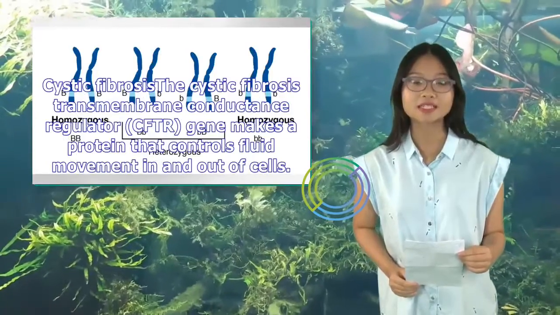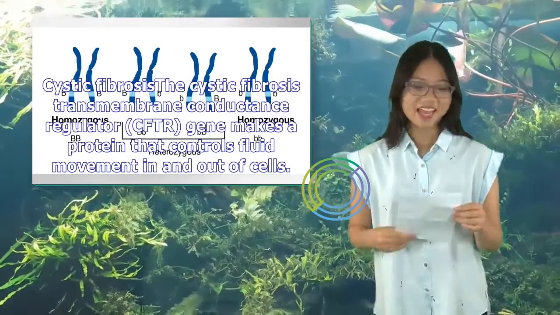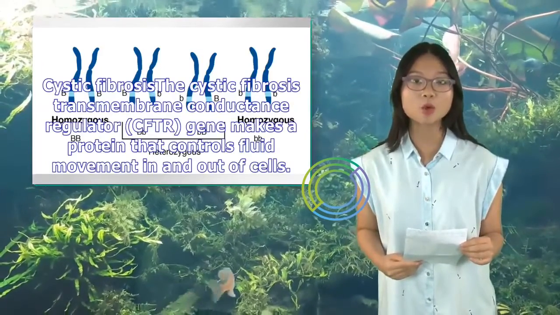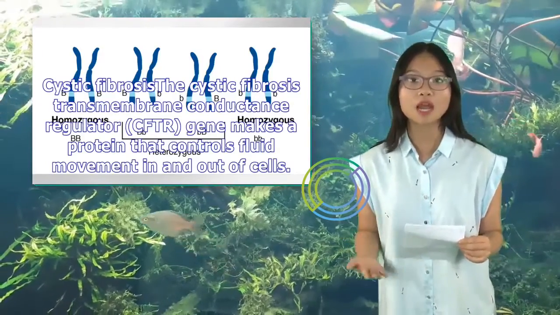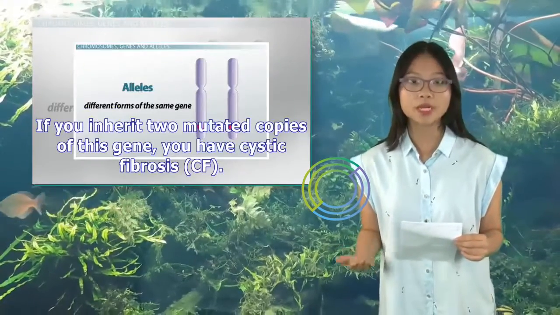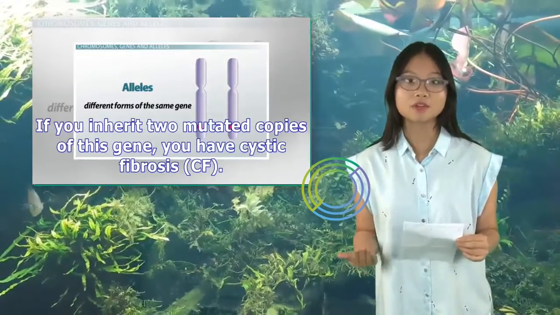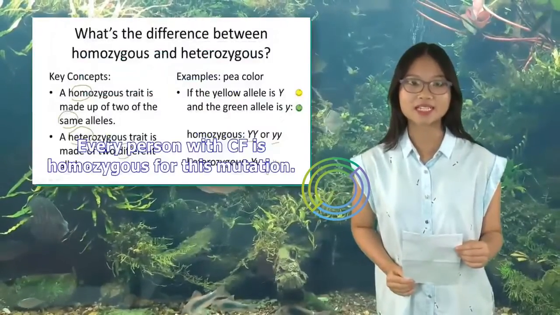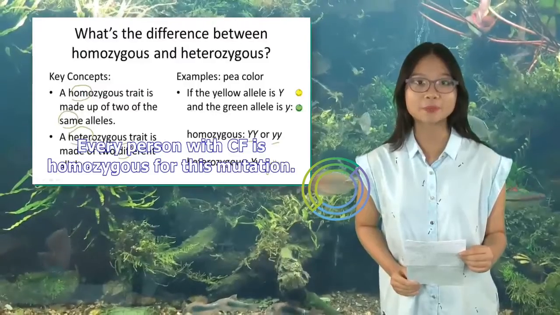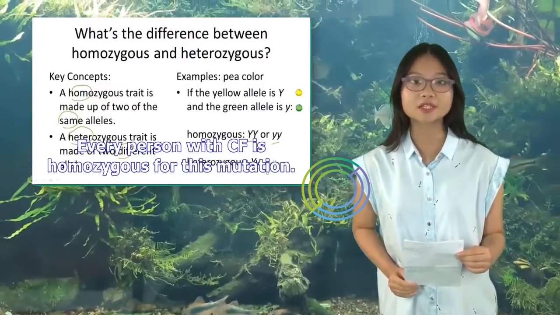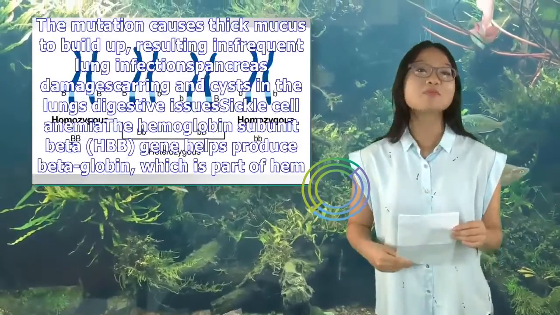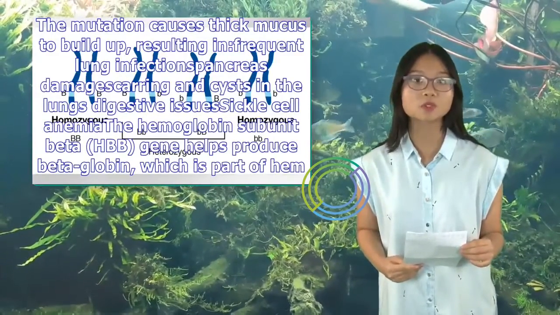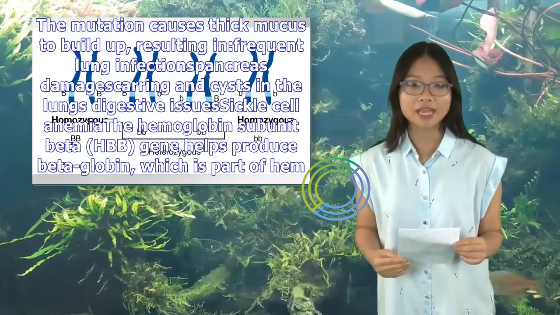Cystic fibrosis. The cystic fibrosis transmembrane conductance regulator, CFTR, gene makes a protein that controls fluid movement in and out of cells. If you inherit 2 mutated copies of this gene, you have cystic fibrosis, CF. Every person with CF is homozygous for this mutation. The mutation causes thick mucus to build up, resulting in frequent lung infections, pancreas damage, scarring and cysts in the lungs, digestive issues.